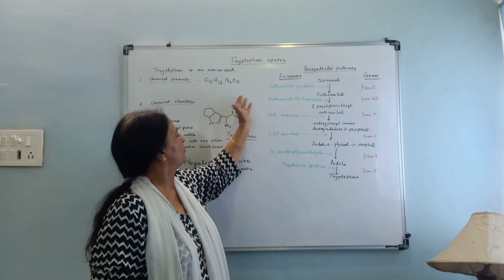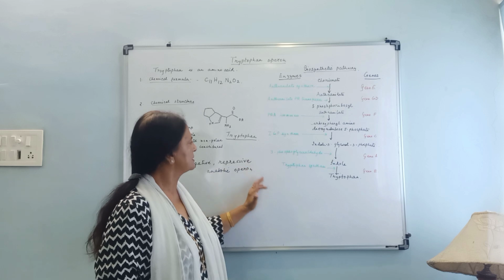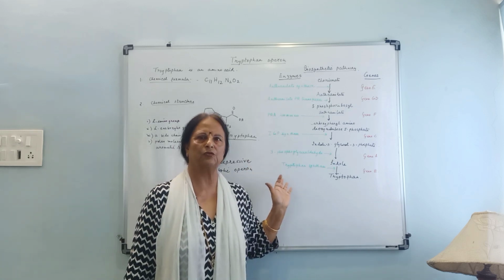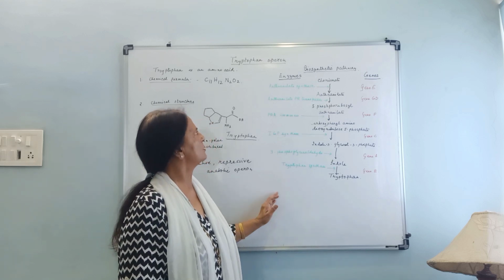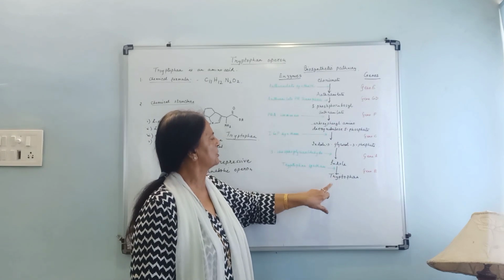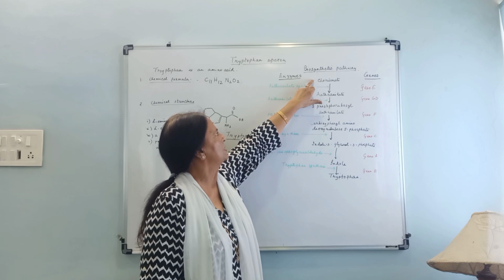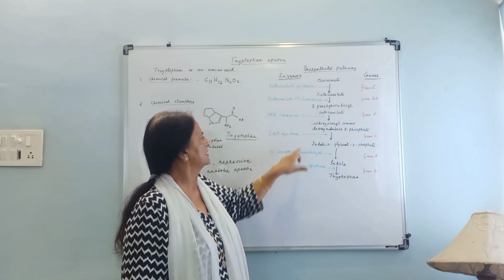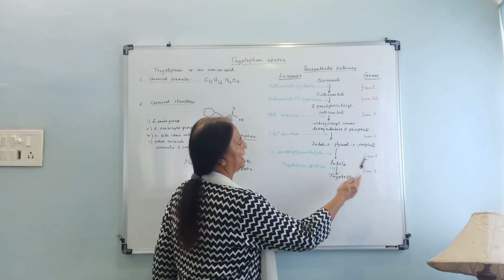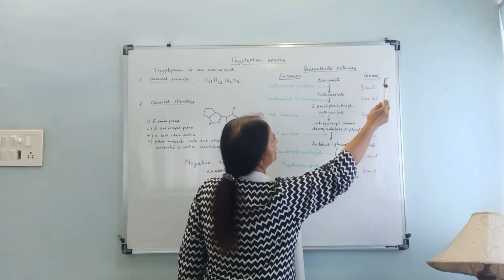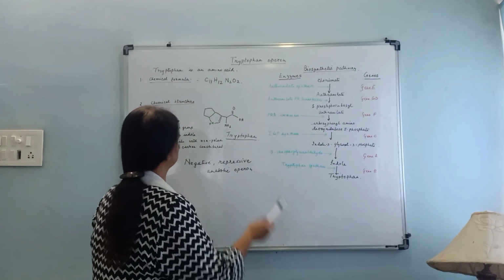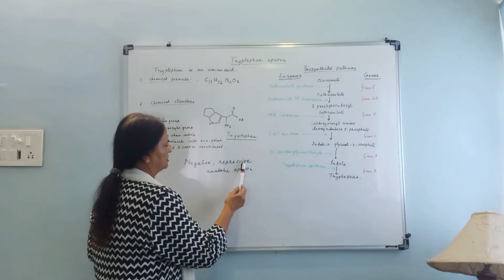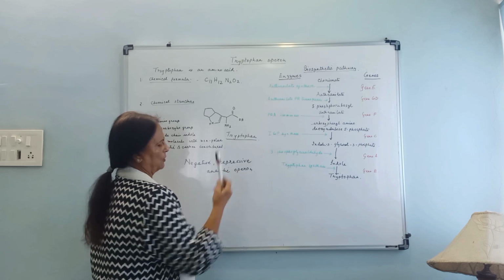So the tryptophan operon is the genetic unit which is coordinating and operating the synthesis of tryptophan from chorismate, and the enzymes which are synthesized are encoded by the genes E, G, D, F, C, A and B. So the tryptophan operon is a negative repressive anabolic operon.